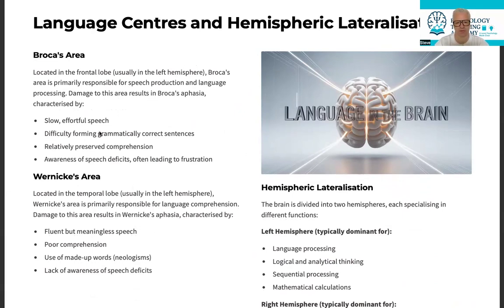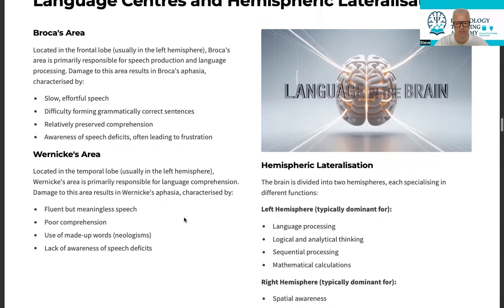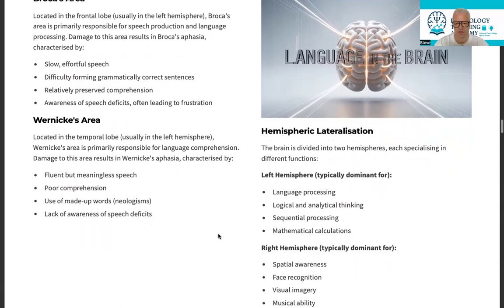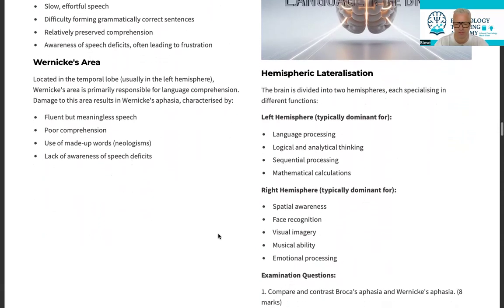So if you've got Broca's aphasia, you'll end up with slow, effortful speech, maybe problems forming grammatically correct sentences. Whereas with Wernicke's aphasia, you could have poor comprehension, lack of awareness of speech deficits. So depending on what part of the brain you damage, depends on the impact it has. So when we look at hemispheric lateralization, the brain has two hemispheres, which are connected by the corpus callosum.